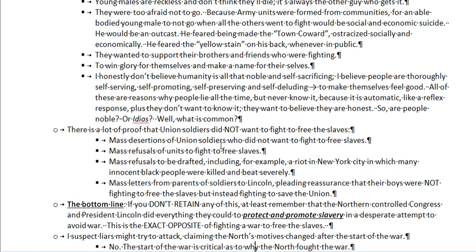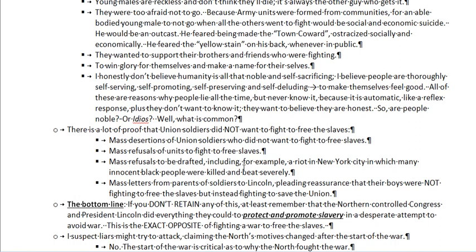There were mass refusals to be drafted, including, for example, a riot in New York City in which many innocent black people, 120 blacks, were killed, many more beaten savagely, right, maybe to the edge of death, right, but they survived, right, and for what? Did they do anything? Was the war their policy, right?